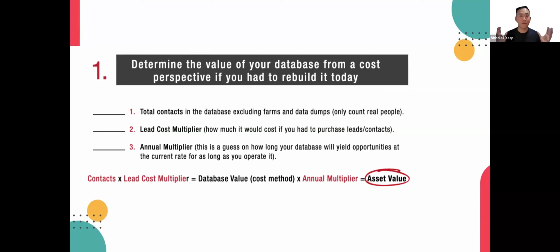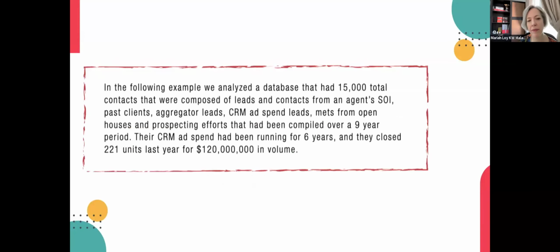So let's look at the first thing. How do we determine the value of a database from a cost perspective if we have to rebuild it today? In this example, we analyzed a database of 15,000 contacts from an agent. This agent has been running this CRM for about 6 years, and they closed about 221 units just last year, with 120 million in value. This is the example that we take.